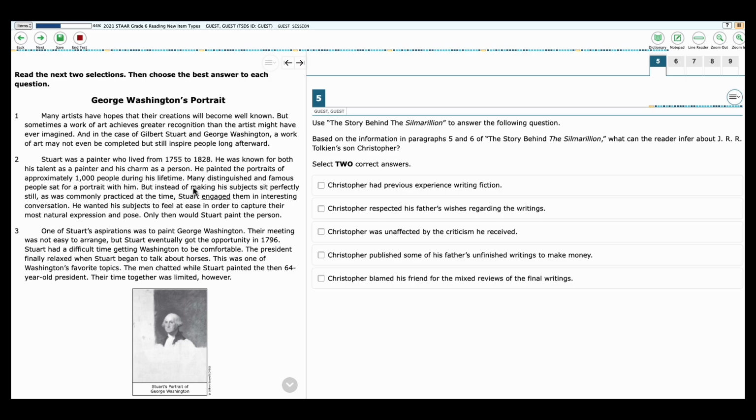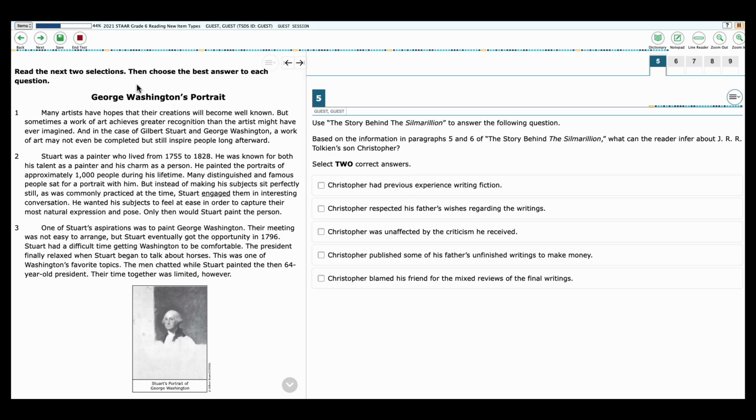But for the purposes of this video, I'm simply going to read through the passages and the questions and their answers and talk about the standard that is being tested, as well as the point value and the correct answer. So you can get a good feel of what the reading level will look like, what the new item types will look like, and get a feel of what your students will be experiencing on the new test come 2023. So here it says, read the next two selections, then choose the best answer to each question.